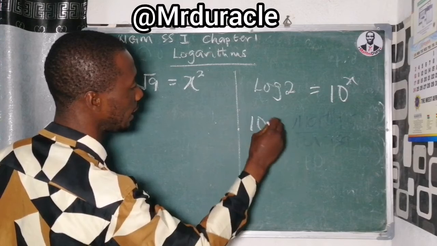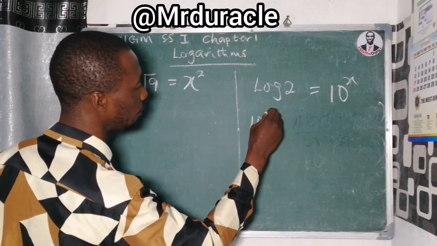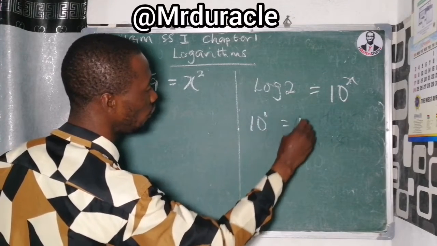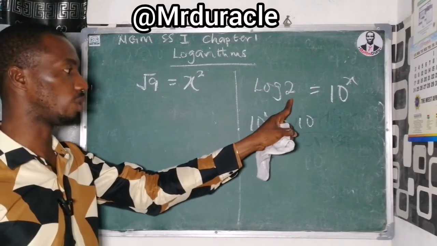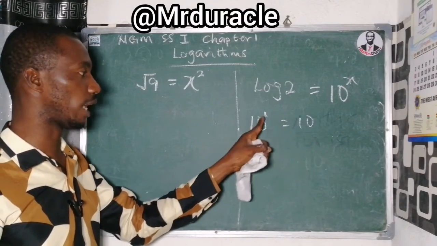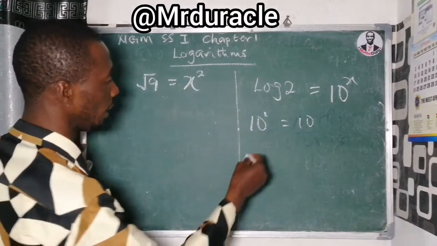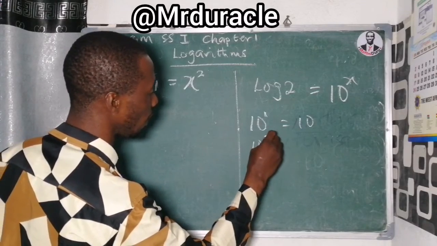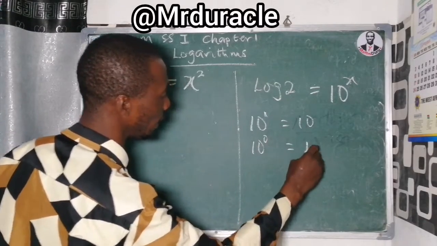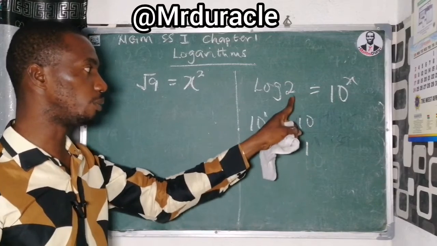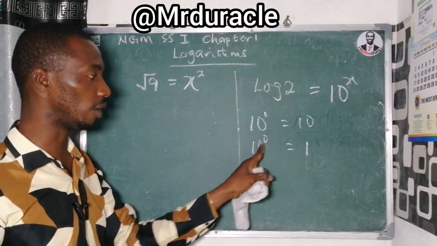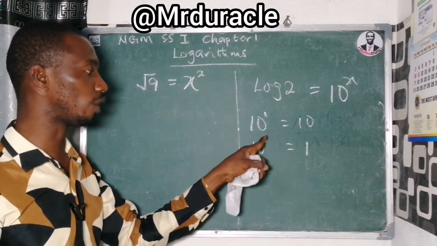Let's say we have 10. 10 raised to power 1 will give me 10. I have exceeded the 2 that I'm looking for, so I cannot use 10 raised to power 1 again. I have to come down a little bit. Now, if I punch 10 raised to power 0, I will get 1. But I'm looking for 2, so I have to keep increasing this. But 10 raised to power 0 is 1. Remember, we're looking for the index of 10.